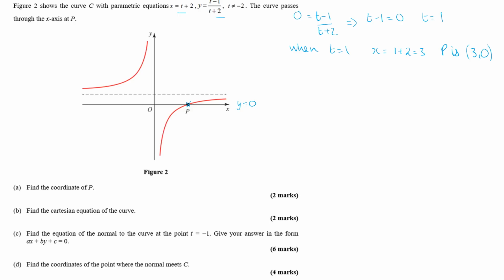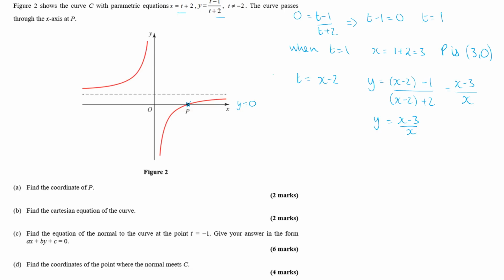2 marks for that. B, find the Cartesian equation of the curve. So if we rearrange the x equation for t, so t is equal to x minus 2, and sub that into the y equation. So y will equal t, which is now x minus 2, minus 1, all over t, which is x minus 2, plus 2. So that's going to be x minus 2 minus another 1, x minus 3, over x minus 2 plus 2, all over x. So the Cartesian equation is y is equal to x minus 3 all over x.